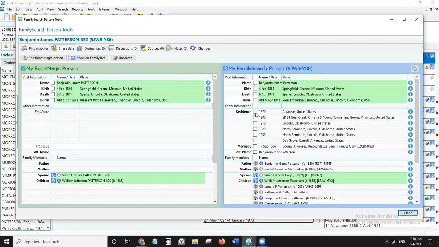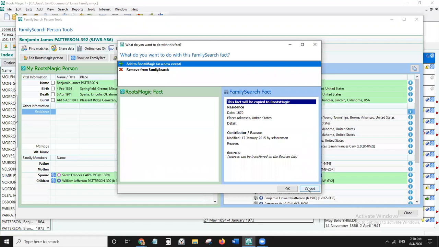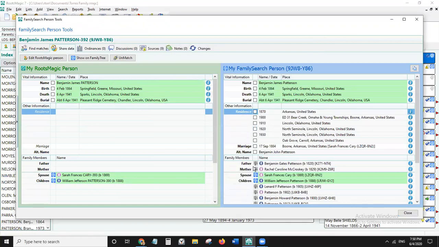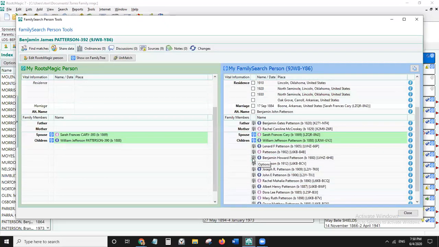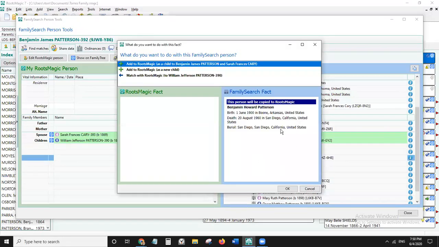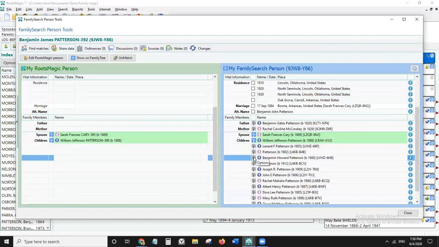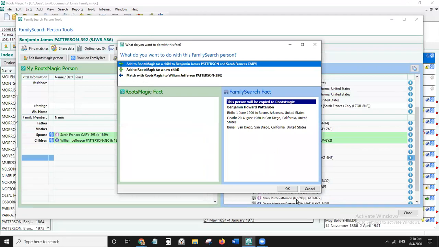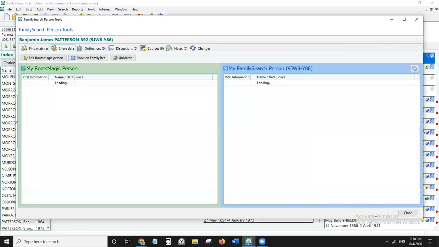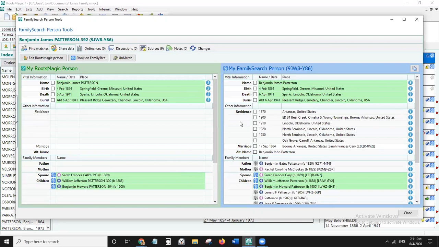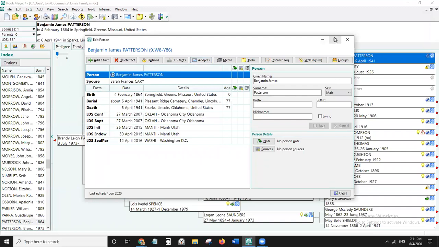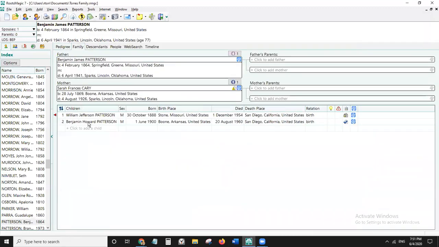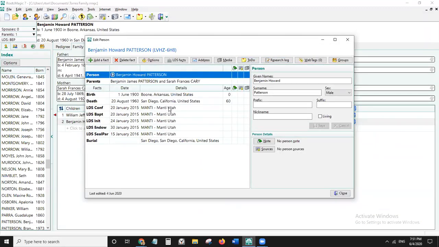And I can go ahead and click all of this information that I want to keep over. I want to import my Benjamin Howard and all of his information. So I'm going to click this little family tree button right here, and I can add to RootsMagic, and I add him. And it takes a second or two, and then now he's here. So if I exit out, and I view his family, now we have Benjamin Howard here.